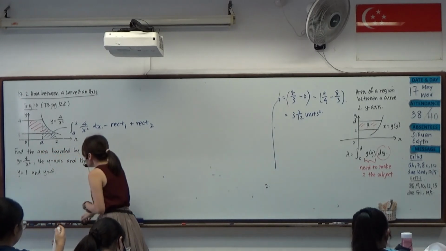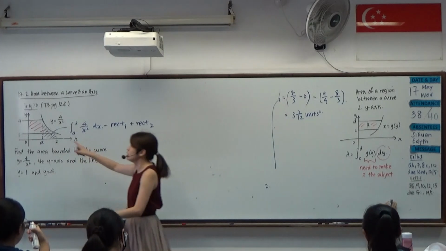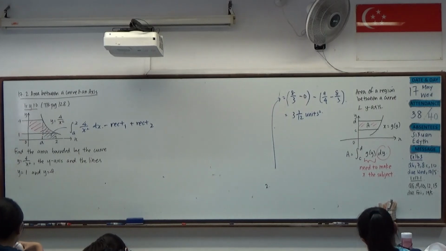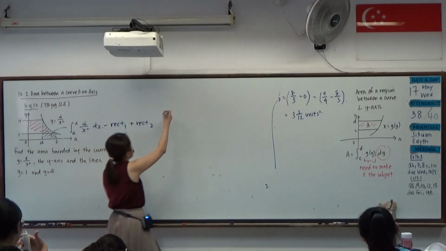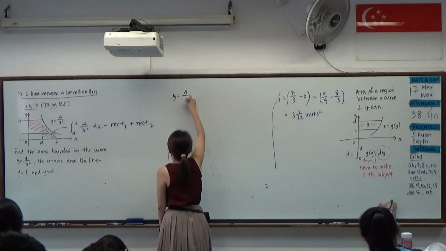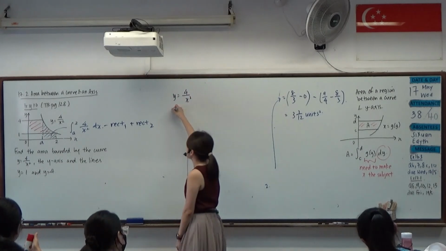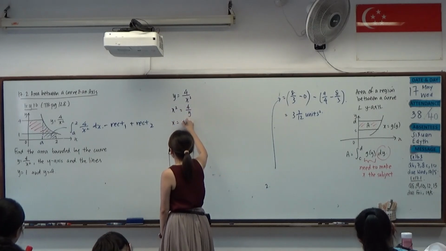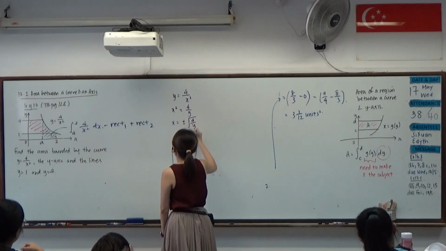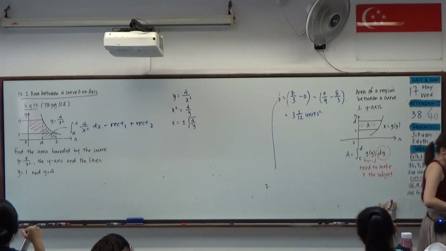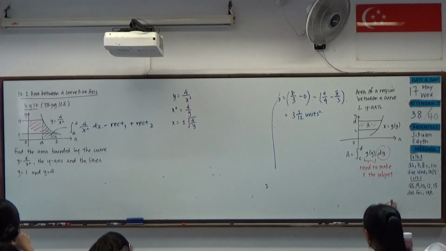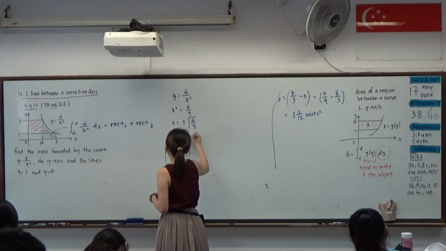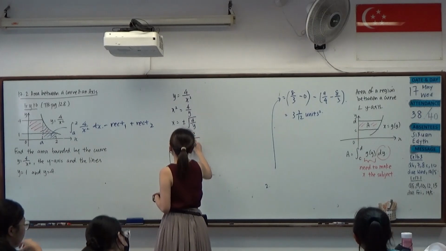So to avoid all those challenges, in order to find out what is this area here, we integrate towards the y-axis, and the only inconvenience that we have is that we need to manipulate y equals 4 over x squared and make x the subject. That means x squared equals 4 over y, and x equals plus minus the square root of 4 over y. And based on our surd understanding, it will be 2 over square root y.